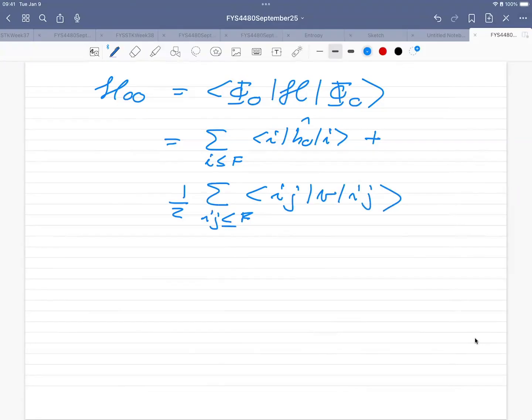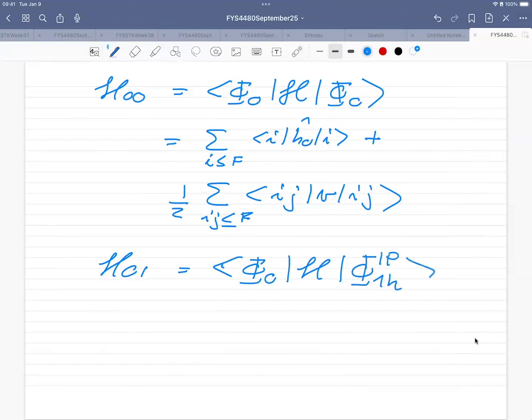So this is a matrix element, H00, which we can look up immediately if we have it tabulated. Then this H01 corresponds to us having taken the overlap between a one particle and one hole state. So this is a one particle and one hole.